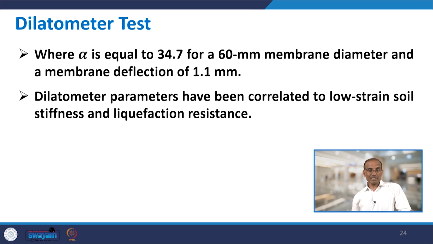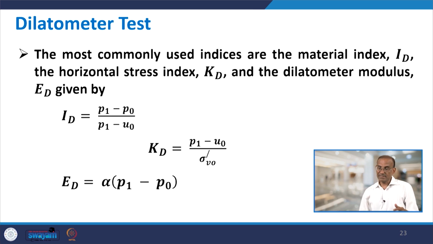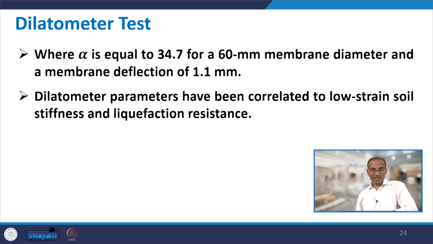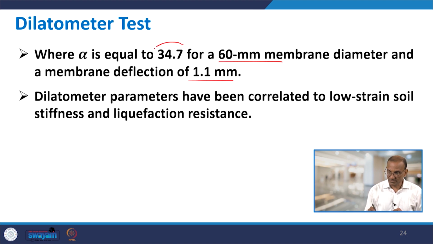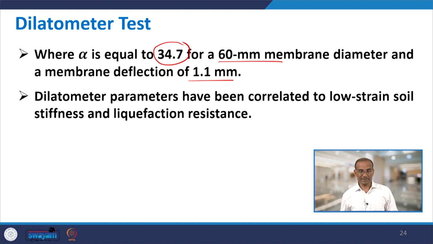In this equation, ED, which is for the dilatometer modulus, alpha is equal to 34.7 for a 60 mm membrane dilatometer and a membrane deflection of 1.1 mm. So, if the dilatometer is 60 mm and the deflection is 1.1 mm, then you get the alpha value 34.7. Dilatometer parameters have been correlated to low strain soil stiffness and liquefaction resistance. So, they have been used for that.